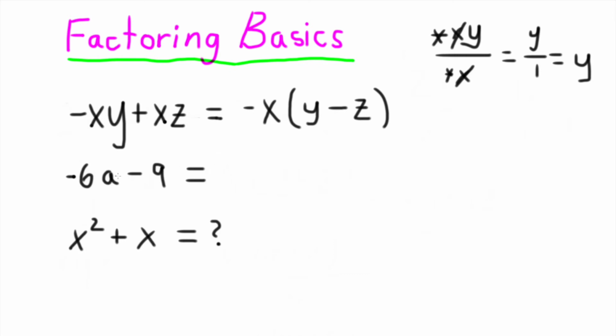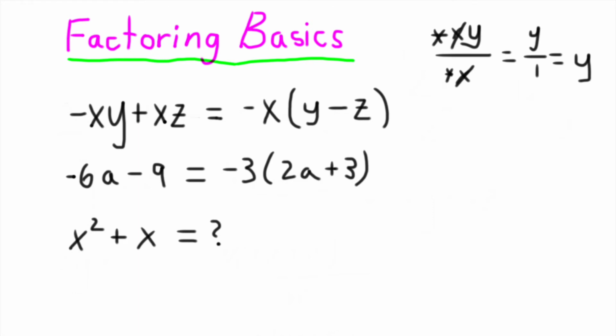And if you look at negative 6 and negative 9, what do they have in common that you can factor out? And that would be the factor 3. But we're going to take a negative 3 out because the leading term is also negative. So just to show you what happens, negative 6a divided by negative 3 is 2a. And negative 9 divided by negative 3 is positive 3. And that's the final answer.